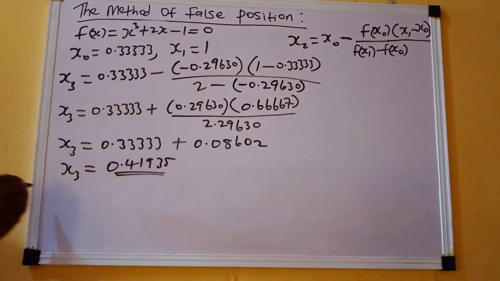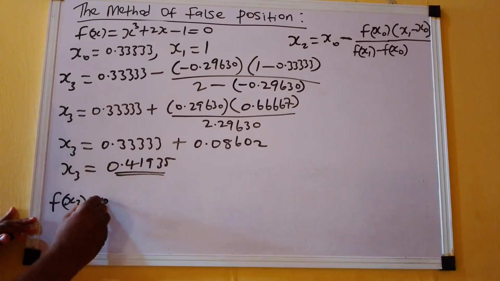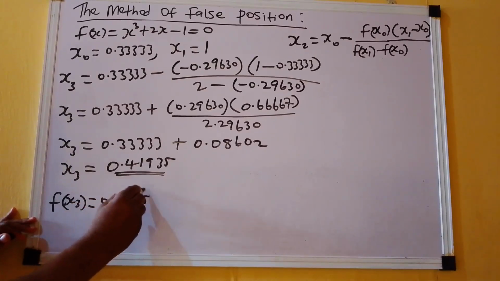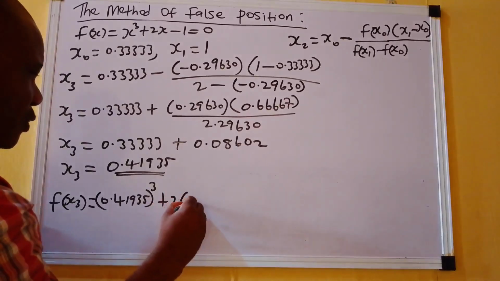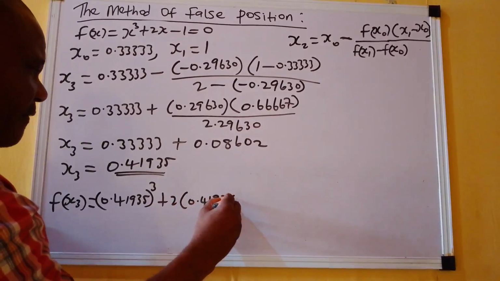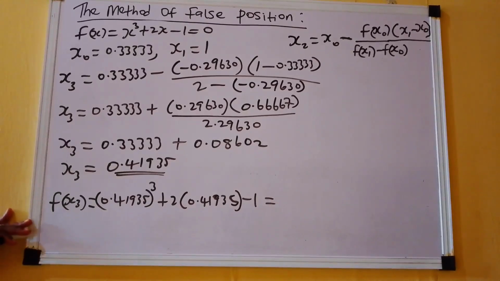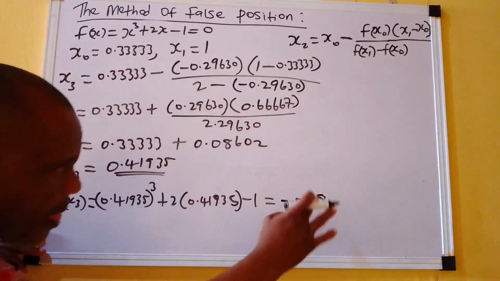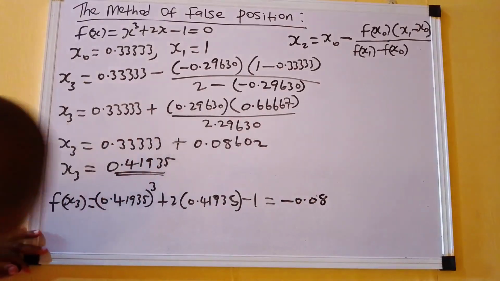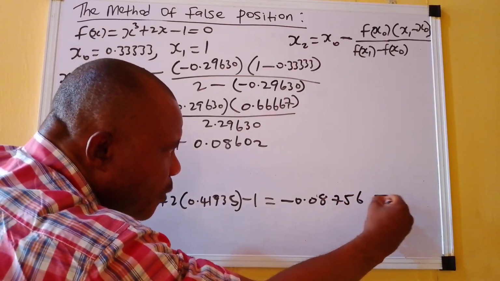So you come again to get your f of x3. Our f of x3 will be equal to 0.41935 all raised to power 3. We are using the model equation, plus 2 into 0.41935 minus 1. When you press that in your calculator, your f of x3 will be equal to minus 0.08756, and again this is equal to negative.